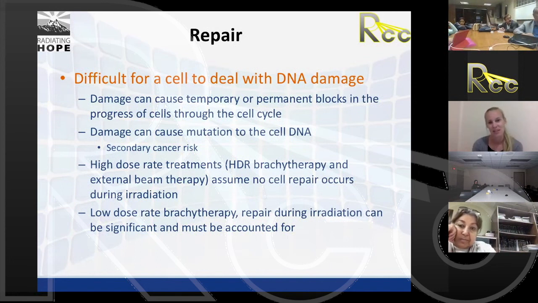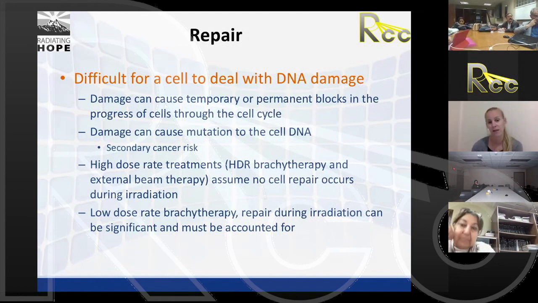The damage to the cell's DNA can also cause a mutation to that particular cell, which then creates a secondary cancer risk. So obviously cancer cells are mutated cells that rapidly divide and multiply. If you deliberately mutate a cell by damaging its DNA, you can then cause the risk for secondary cancers as well. So that's something that we have to think about.